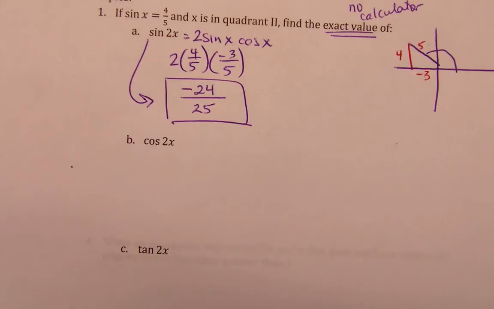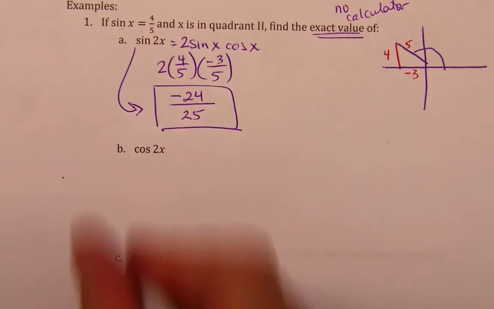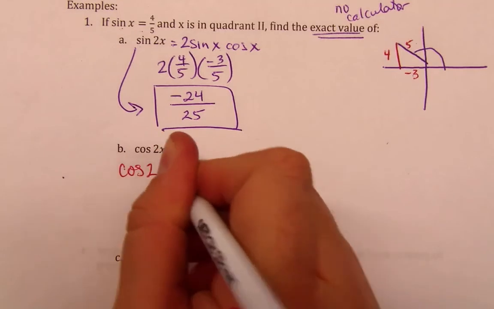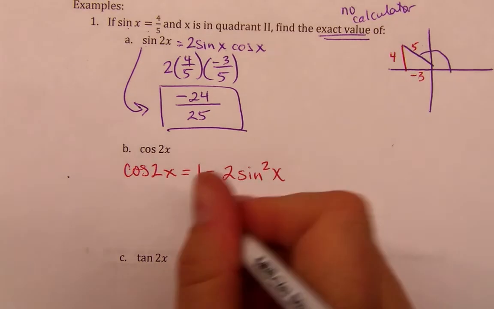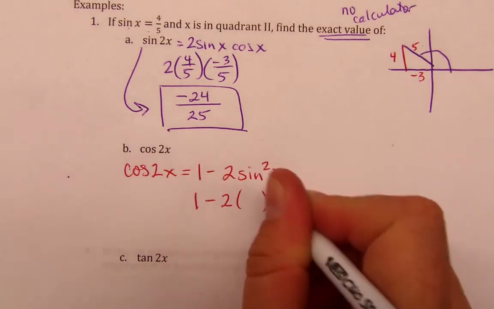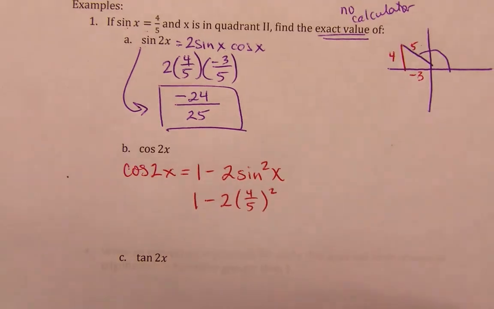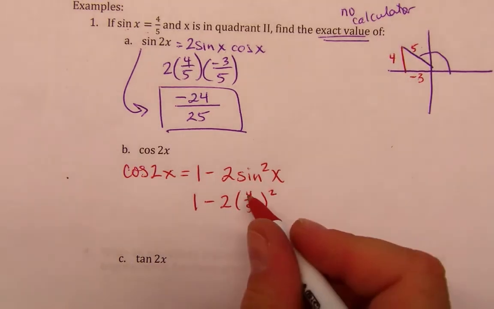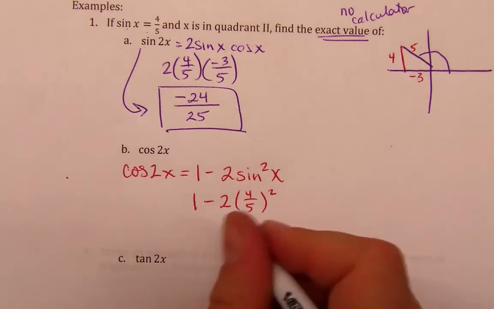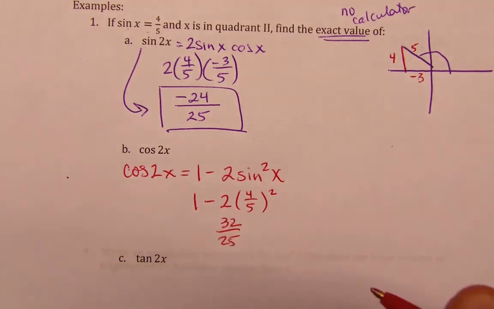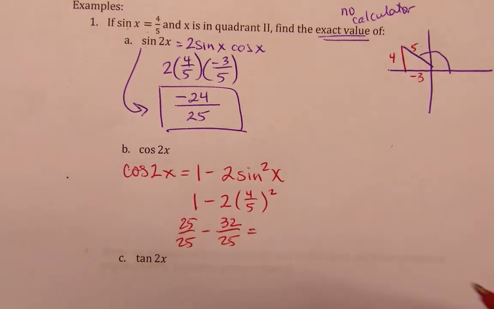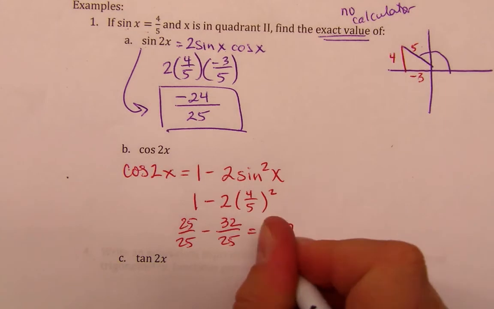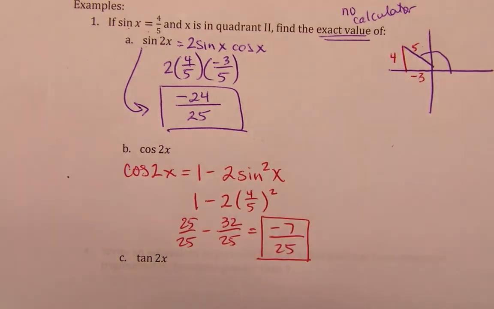Let's look at the next one, cosine of 2x. And we can use really any formula we want because we already know sine x. Let's go ahead and use cosine 2x is equal to 1 minus 2 sine squared x. So then we have 1 minus 2 times sine x, which is 4/5 squared. And that's going to give us 16/25. 16 times 2 is 32. And we have 1, which we can rewrite as 25/25. And 25 minus 32 is -7/25.